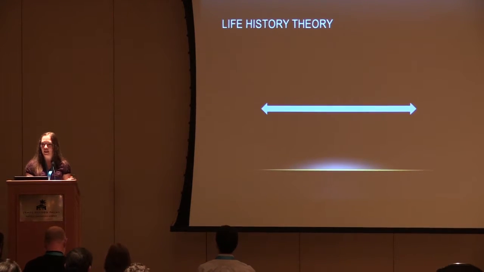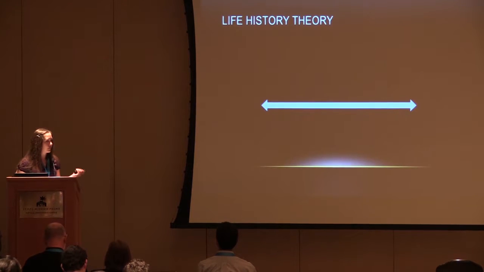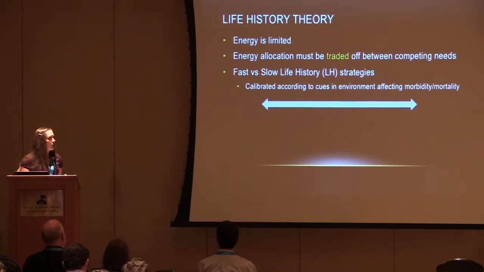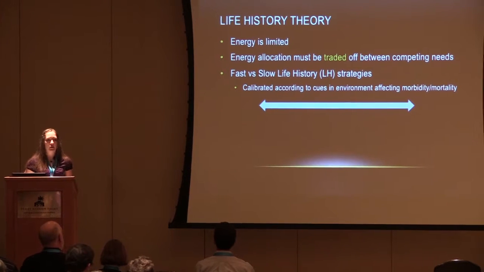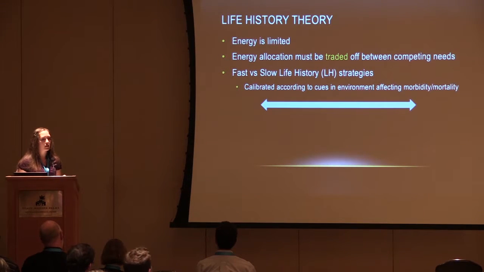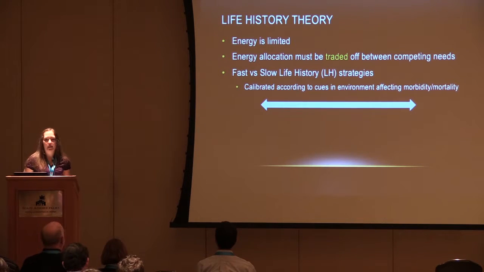So first, if we want to talk about life history theory, you need to know what life history theory is. I'm sure, given where we are, most of you are at least familiar with the theory, but just in case, I'll go over it again. Life history theory is an optimality theory that predicts how, where, and when organisms will allocate their limited energy across the lifespan to maximize fitness in their local ecology. And so energy is limited.